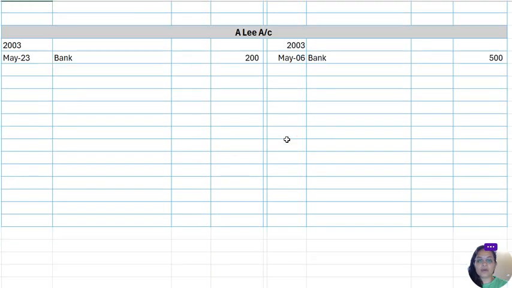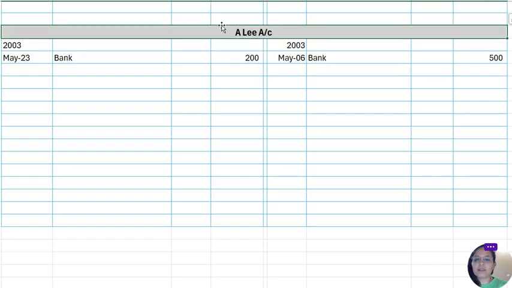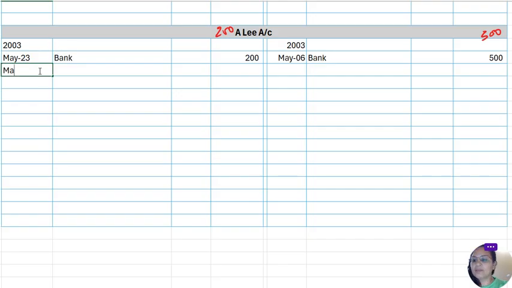So let's look at an account that is different now. One for ALE. This is a creditor. If you add both sides, here is 200 on the debit side, so you put in 200. And the credit side is 500. Automatically, the debit side has the least amount. So your balance carried down has to be on the debit side. So balance carried down will be placed here.